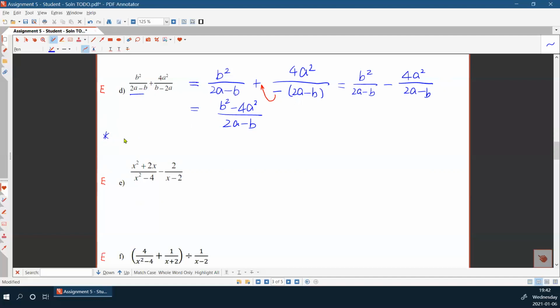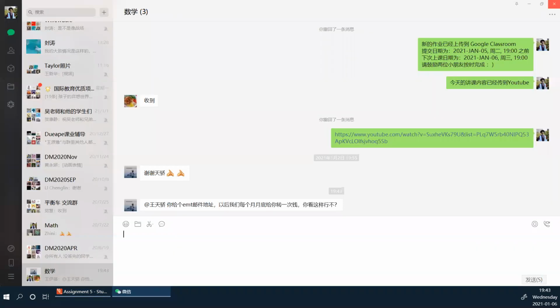Okay, it should be noted that b squared minus 4a squared is b squared minus 2a squared, right? So again, you should use this formula. a squared minus b squared is a plus b times a minus b, right? You're using this formula again. So this one equals b plus 2a times b minus 2a. Right?